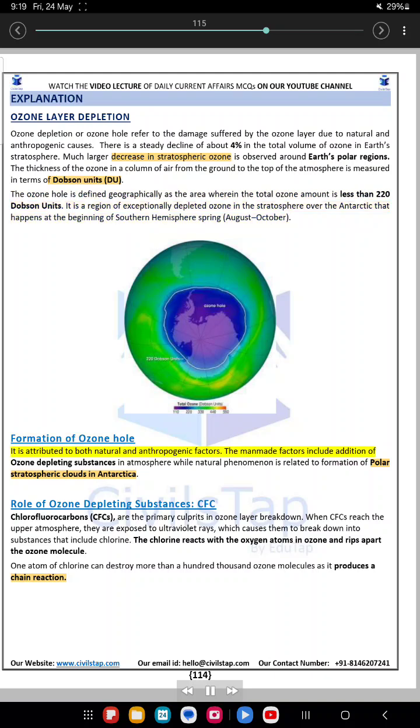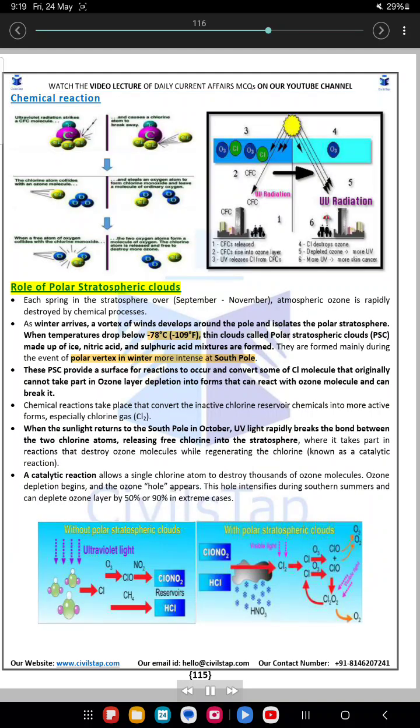Formation of ozone hole. It is attributed to both natural and anthropogenic factors. The man-made factors include addition of ozone-depleting substances in atmosphere, while natural phenomenon is related to formation of polar stratospheric clouds in Antarctica. Role of ozone-depleting substances, CFC. Chlorofluorocarbons, CFCs, are the primary culprits in ozone layer breakdown. When CFCs reach the upper atmosphere, they are exposed to ultraviolet rays, which causes them to break down into substances that include chlorine. The chlorine reacts with the oxygen atoms in ozone and rips apart the ozone molecule. One atom of chlorine can destroy more than 100,000 ozone molecules as it produces a chain reaction. Chemical reaction. Role of polar stratospheric clouds. Each spring in the stratosphere over September to November, atmospheric ozone is rapidly destroyed by chemical processes.